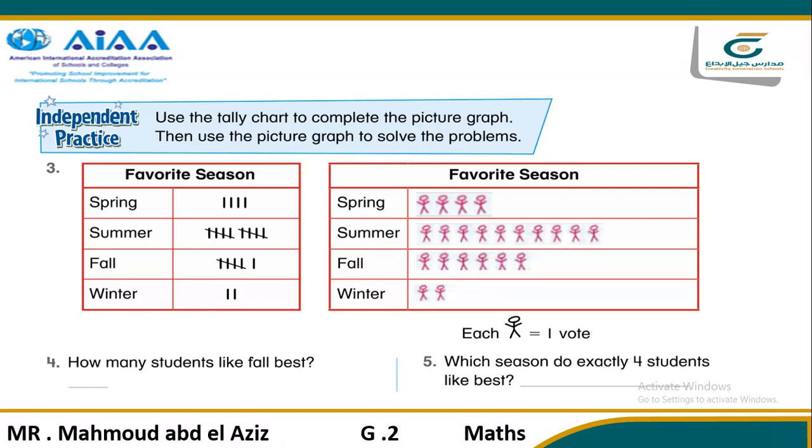We have some questions on this picture graph. The first one here, how many students like fall best? So let's count them. It's 1, 2, 3, 4, 5, and 6. Or you can use the tally chart here. That's 5 and another 1. So it's what? 6. Excellent. So we will write here 6. Another question, which season do exactly 4 students like best? Which season do exactly 4 students like best? Excellent. We have here 4 students, so it's what? Excellent. Spring.